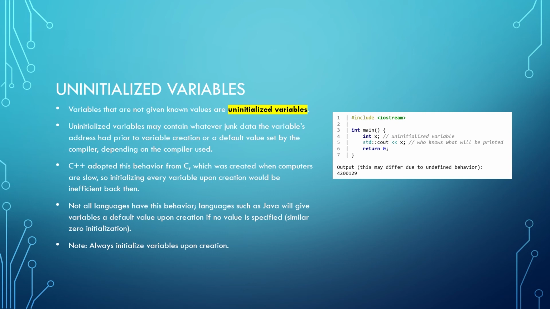So always initialize variables upon creation. We have a sample program to do this. You can also run it if you want to. It won't make your computer explode. So first we create x, we don't initialize it, and then we print it out. And when I printed it out, it says 4200129. It's different depending on the compiler, and it also might depend on whatever junk memory exists.